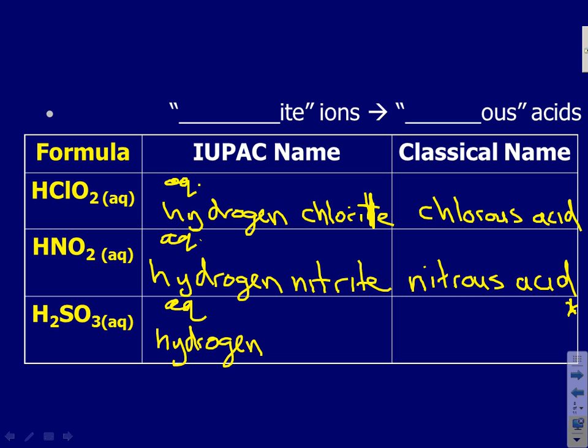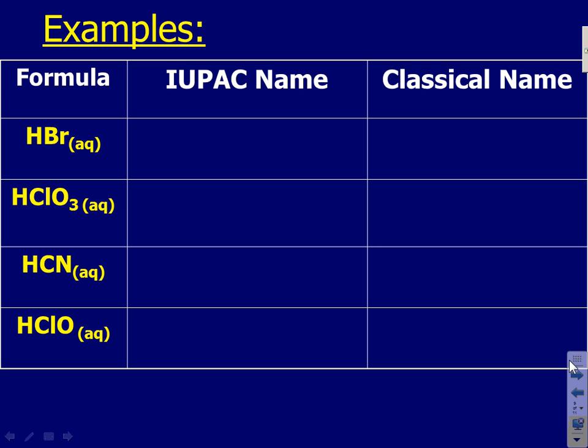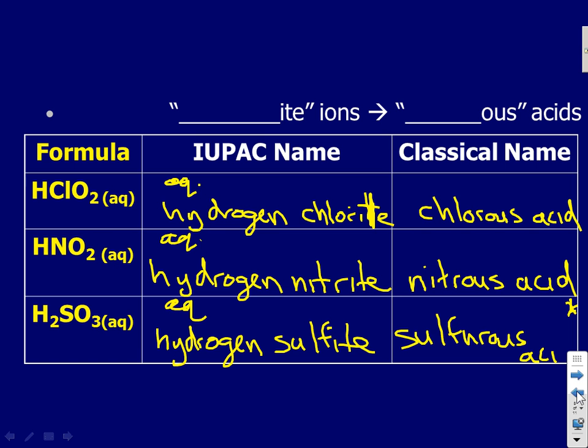Okay, and this is aqueous hydrogen sulfite, because we're dealing with ites. I hope you already figured that out. So what is this one going to be called? Yeah, Bethany? Sulfurous acid. We need that UR in there. Sulfurous acid.